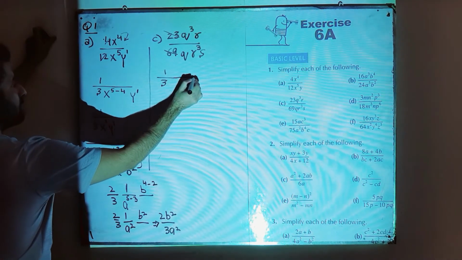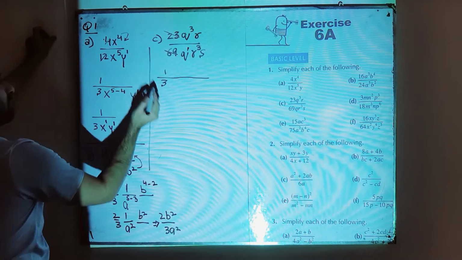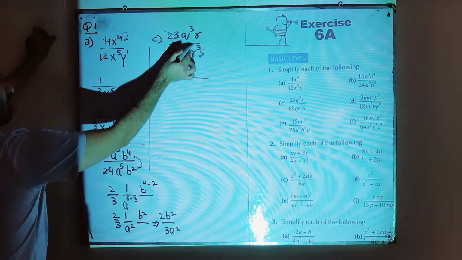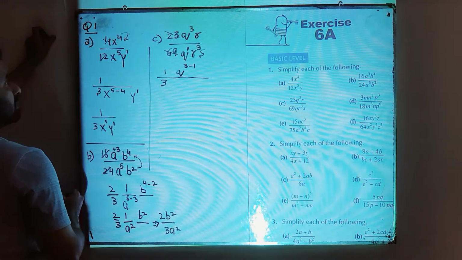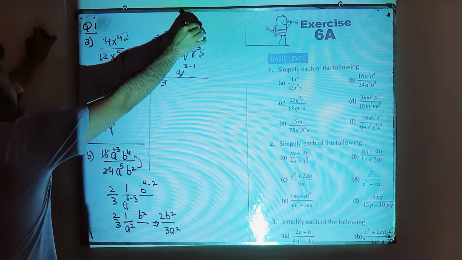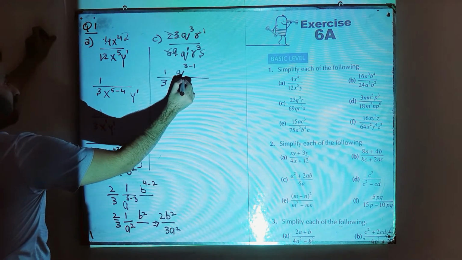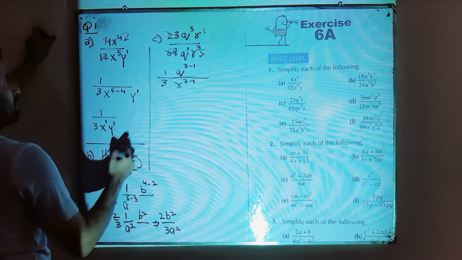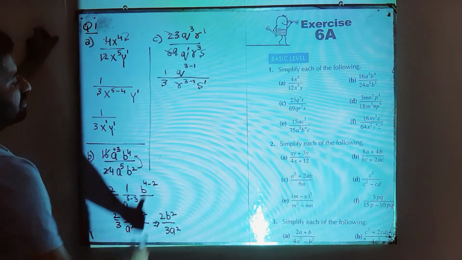Then what about the powers of q? This is q power 1, this is q power 3. Move this q power 1 to the numerator, it will become 3 minus 1. This is r power 1, this is r power 3. Move this r power 1 to the denominator, it will become r power 3 minus 1, and this will be s power 1. We don't have any other term involving s.